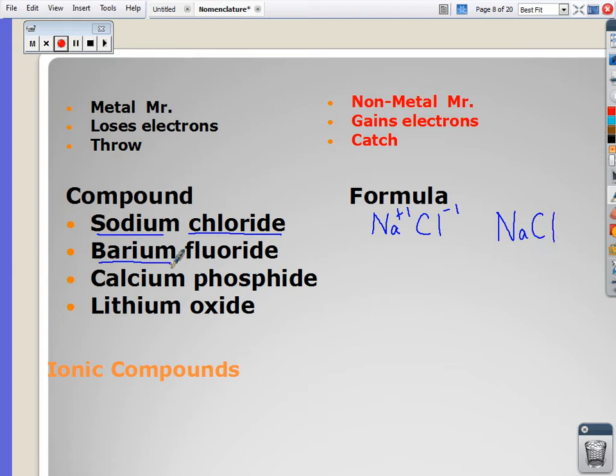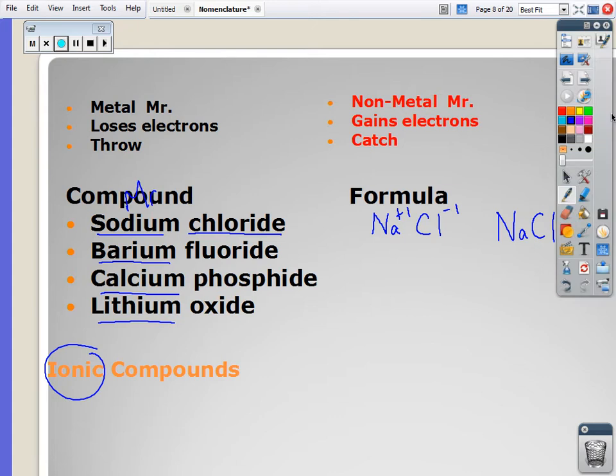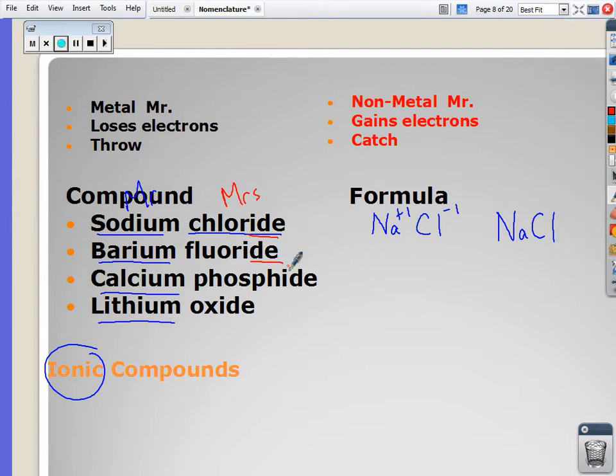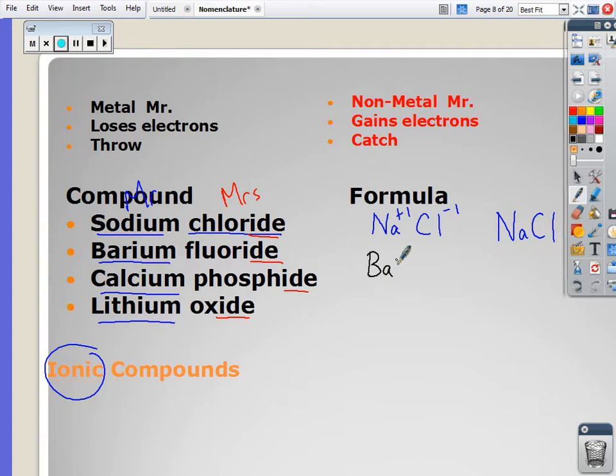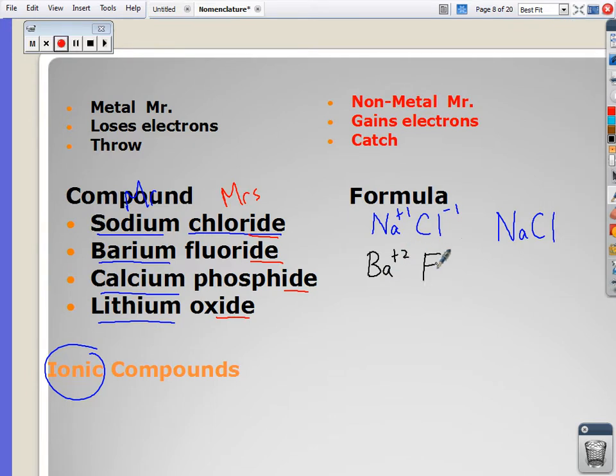Barium fluoride. Barium's a metal. Matter of fact, calcium's a metal and lithium's a metal. So you know these are all ionic. These are all Misters. And these are all Mrs. Right? That's why she changed her name. So how do I write barium fluoride? I use a different color so you can see it clearer. Barium on your periodic table is +2 and fluorine's -1. How are they going to play ball? Well, barium has 2 balls to throw and fluorine has a mitt out, so you write BaF2.